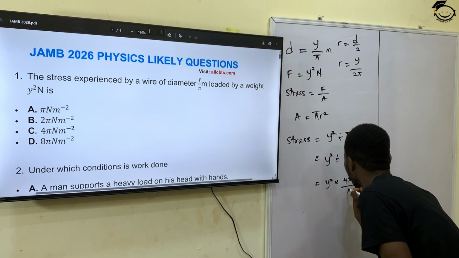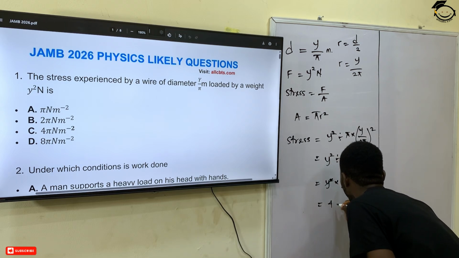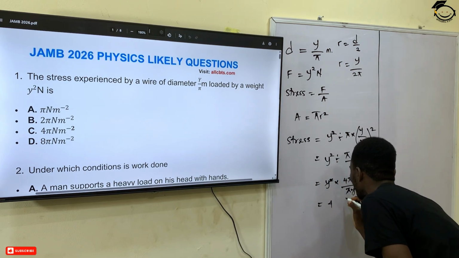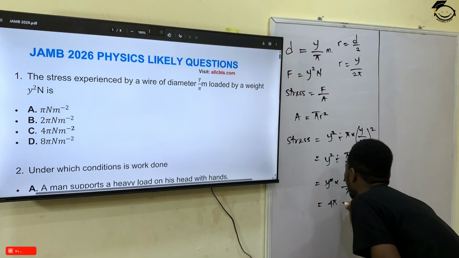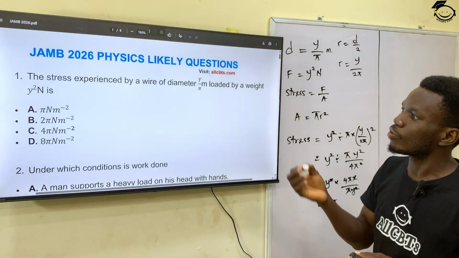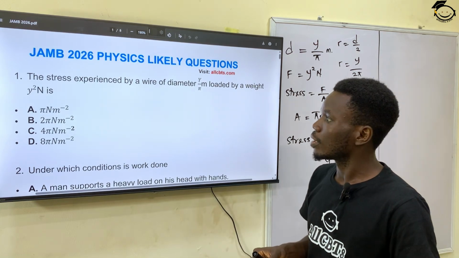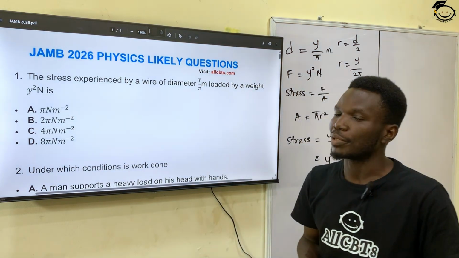So y squared will cancel y squared. It means that I have 4 pi squared over pi. So pi here will cancel out this square. So I have 4 pi. And this will give me my final answer. And if you look at our options here, what we have there is option C, which says 4 pi Newton per meter squared.